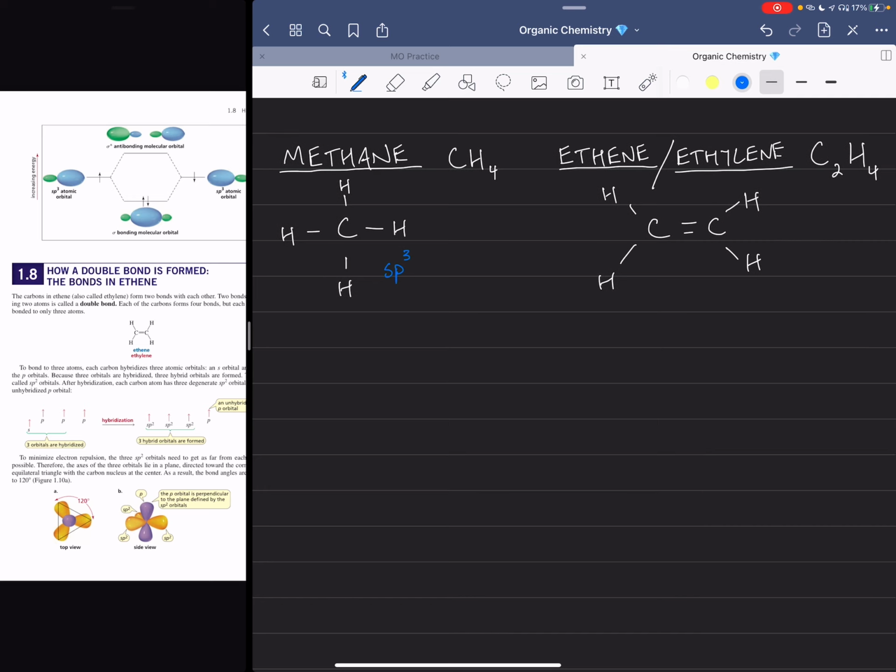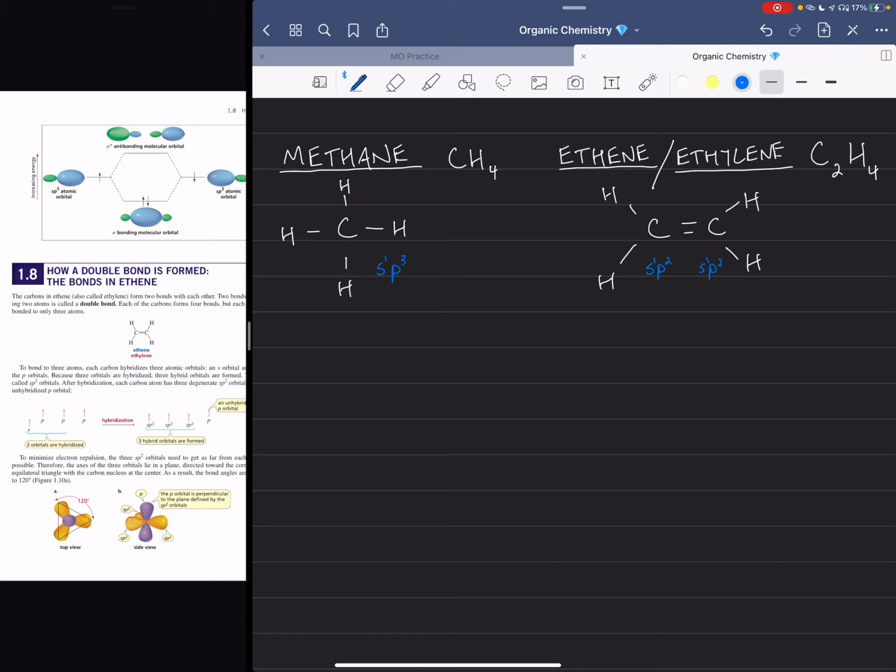And we're going to look at the carbons here, and we're going to say that these are sp2 hybridized. Okay, in other words, and I like writing these, s1 p3 hybridized. Okay. s1 p2 hybridized.